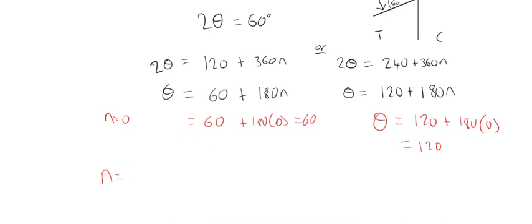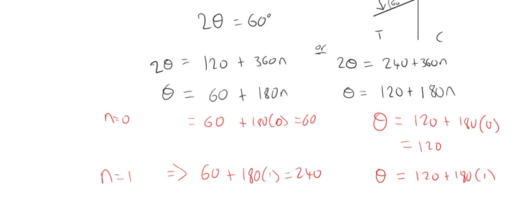Now if n was 1 in the first one, it would be 60 plus 180 times 1, and that would be just 240. So that is a solution. And then if it was 1 over here, theta equals 120 plus 180 times 1, so that would be 300. So that is a solution as well.